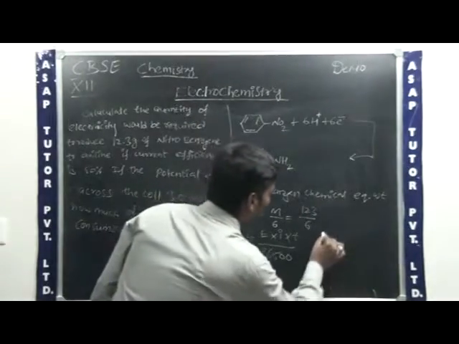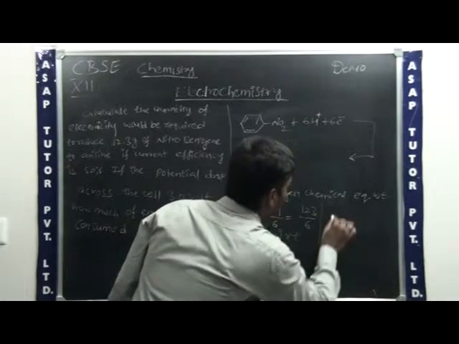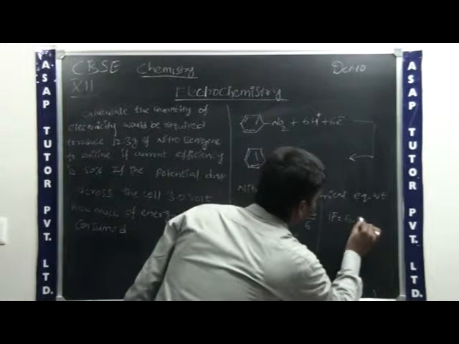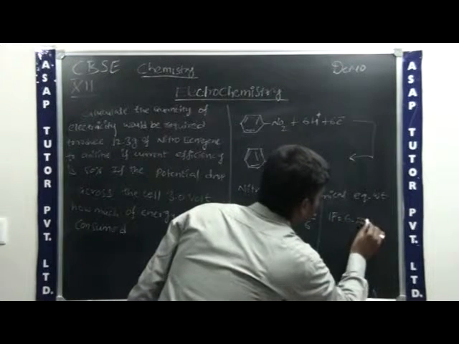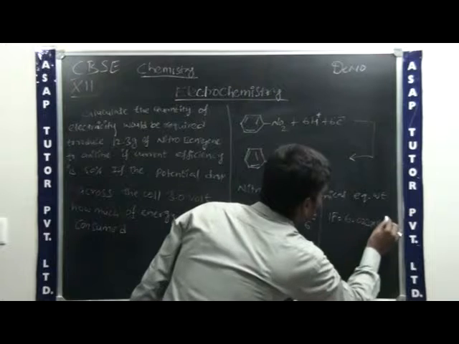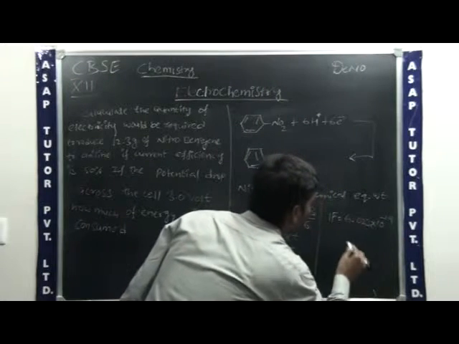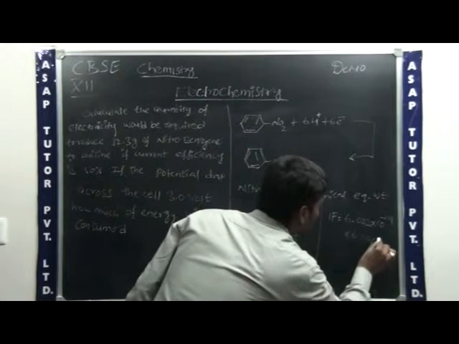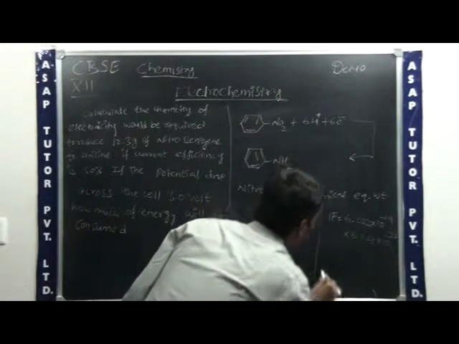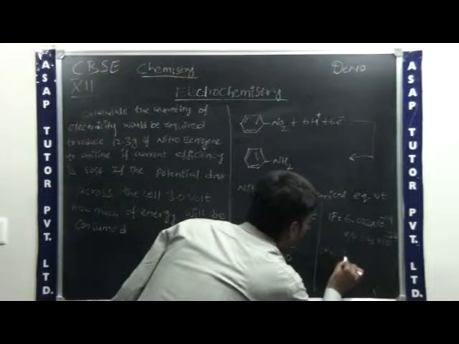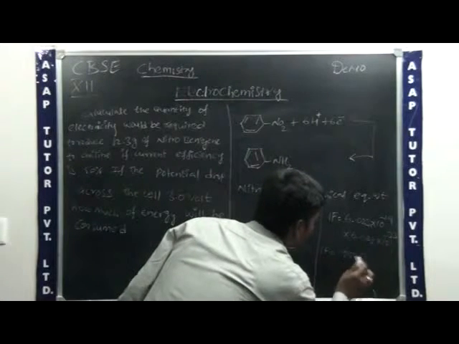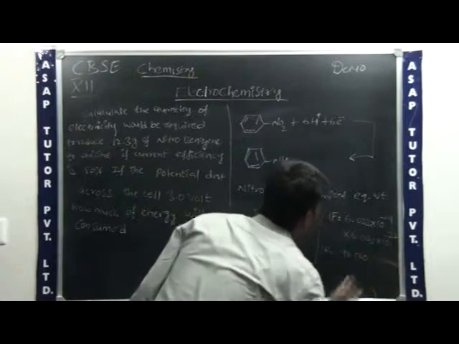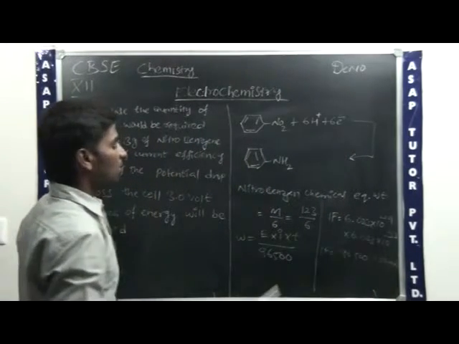So I write like this. 1 Faraday equals the quantity of charge of an electron, 1.6023 into 10 to the power of minus 19, into 6.023 into 10 to the power of 23. That equals 1 Faraday equals 96,500 coulombs. Right, we operate from this one.